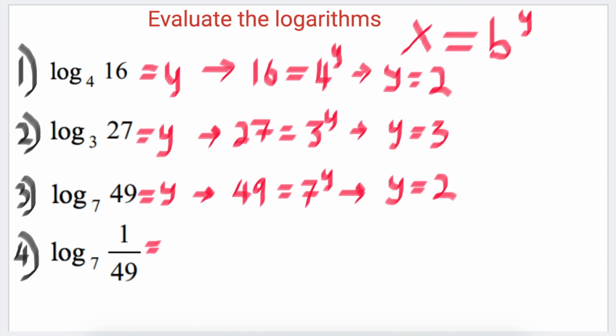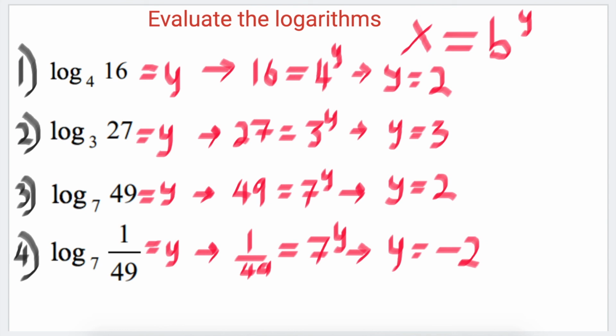The last math problem has a fraction, so we're going to write the fraction 1 over 49 is equal to 7 to the power of y. y in this case cannot be a positive number. If it's a positive number, then we're not going to get a fraction. So the only way we'll get a fraction is if the exponent is actually a negative number, and it's negative 2.